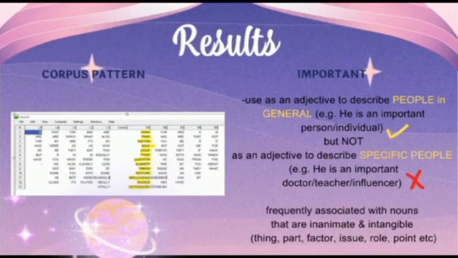On the other hand, the pattern of important in the BNC corpus shows that important can be used as an adjective to describe people in general, as in important person or figure. But it is inappropriate to use important as an adjective to describe specific people, as in important politician, important manager, or important influencer. It is also important to know that important is more frequently associated with inanimate and intangible objects, as in important thing, part, factor, issue, role, point, etc.